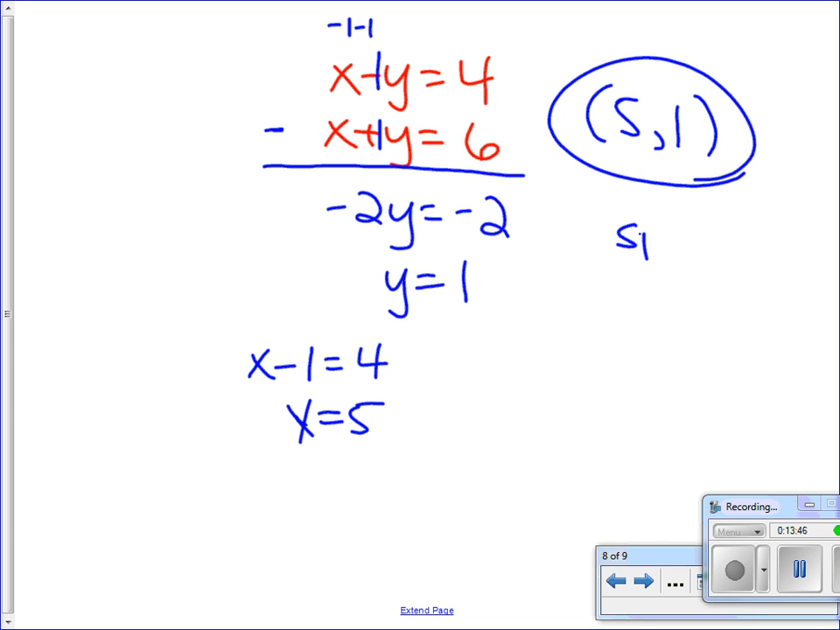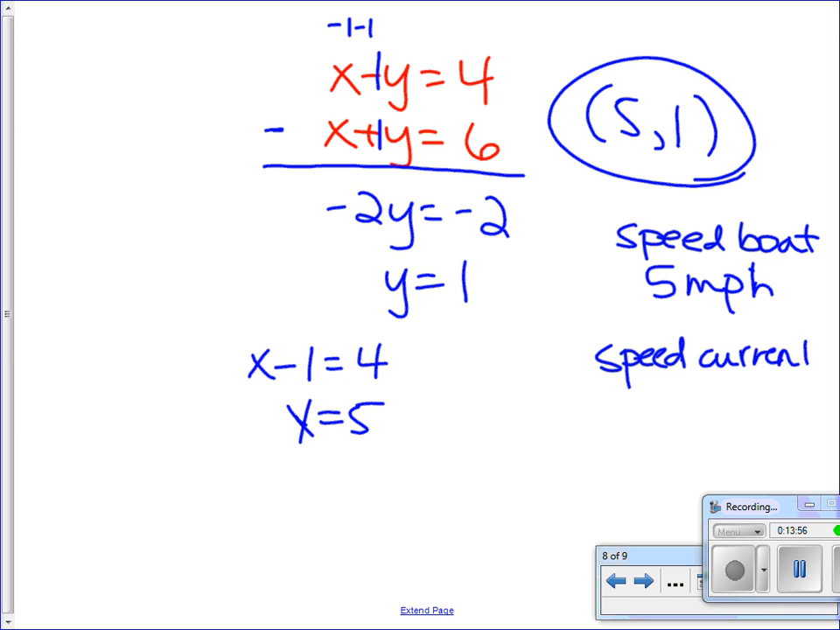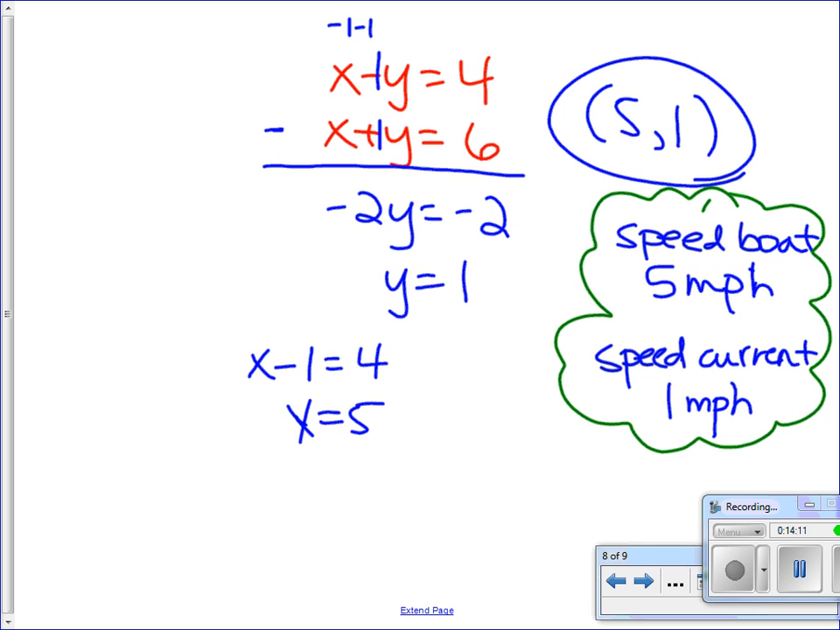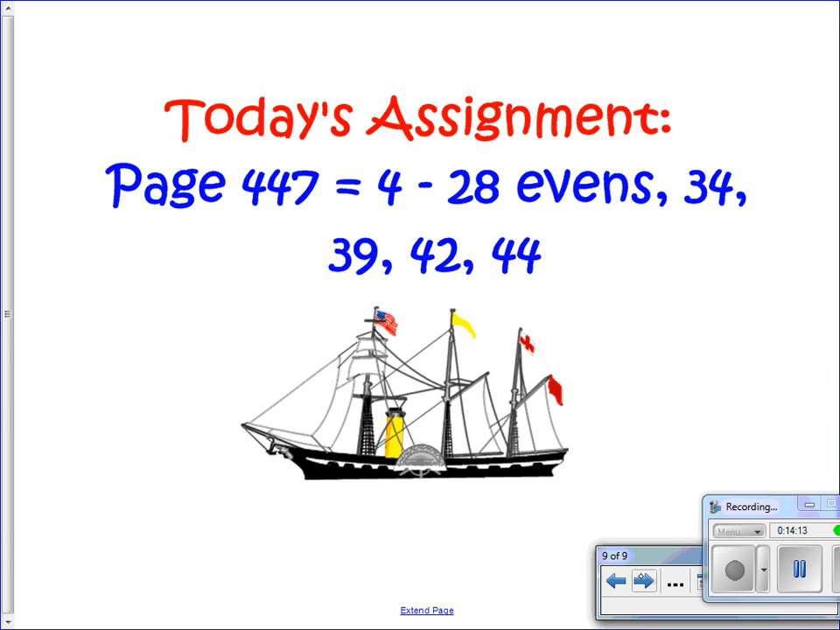That means the speed of the boat is 5 miles per hour. And the speed of the current is 1 mile per hour. So when it's helping, it goes faster. When it's hurting, the speed of the boat goes slower. So there are your answers here. And here is your homework.